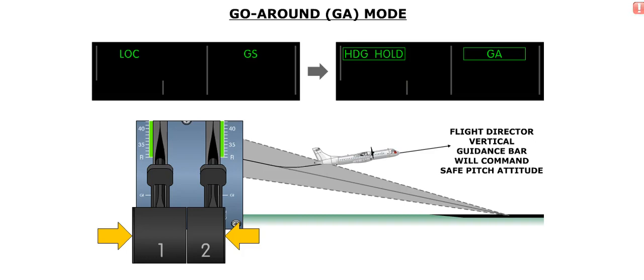After pushing the go-around button, the lateral mode bars of the flight director will command the present heading of the aircraft, and the vertical mode bars will command a safe pitch attitude, based on the flap setting and single engine performance. During a go-around, the FMA displays GA as the vertical mode, and heading hold as the lateral mode.